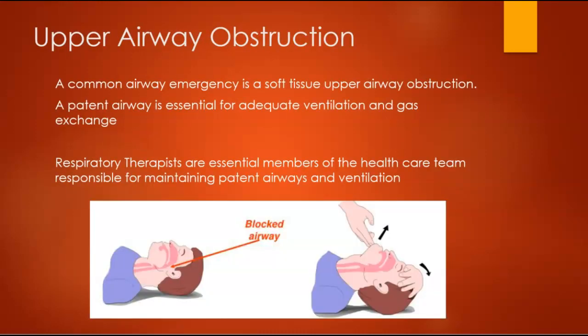All right. So to begin with, I just want to talk a little bit about upper airway obstructions. A common airway emergency is when the soft tissue of our upper airway obstructs or blocks that airway passage. This obstruction makes it so that we can't ventilate well. A patent airway is essential for adequate ventilation and gas exchange. When you get into life support in a future semester, we talk a lot about always recommending intubation in cases where a patient cannot protect their own airway.